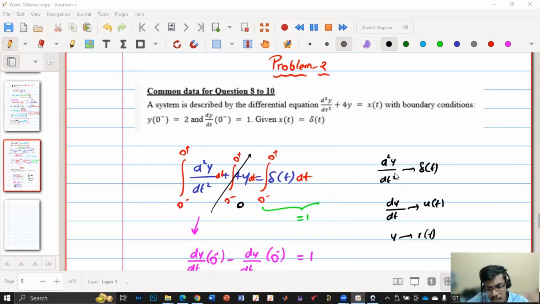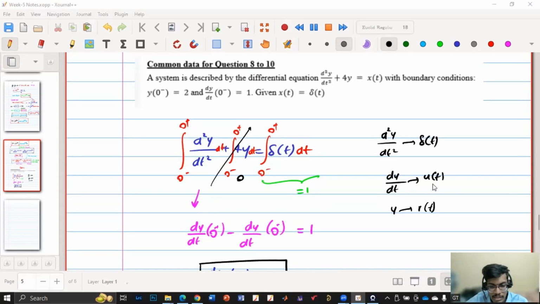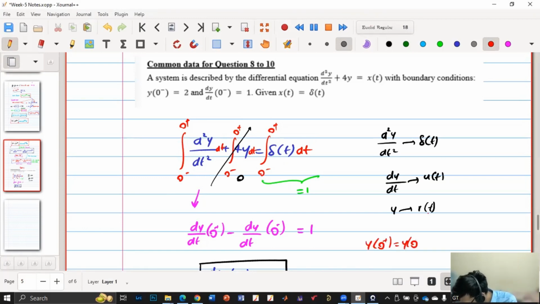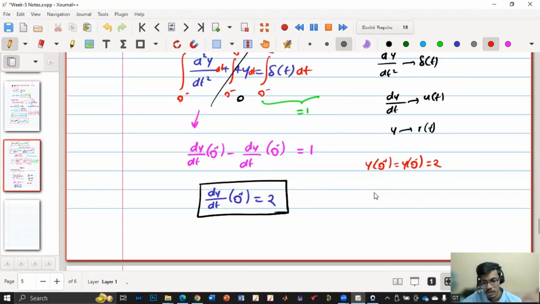Here, d square y by dt square has the characteristics of delta of t, and dy by dt has the characteristics of u of t, and y has the characteristics of r of t, which means y is continuous. So y of 0 plus is equal to y of 0 minus is equal to 2, isn't it? Yes. Then what will we be doing?